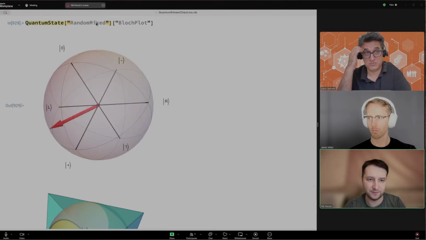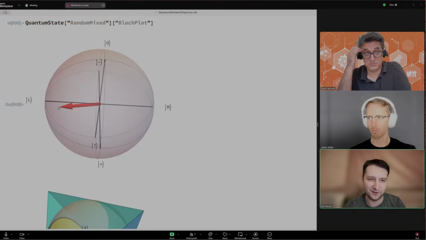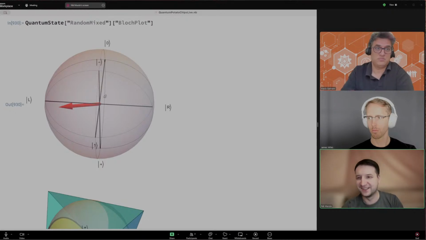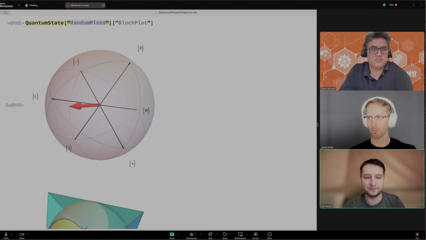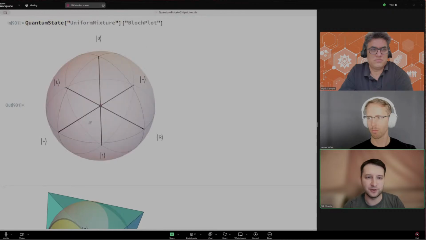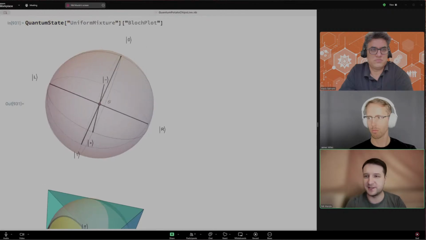It can be a short arrow, though surprisingly hard to generate, but it can be arbitrary. The uniform mixture is completely in the center, so it has 0 length.